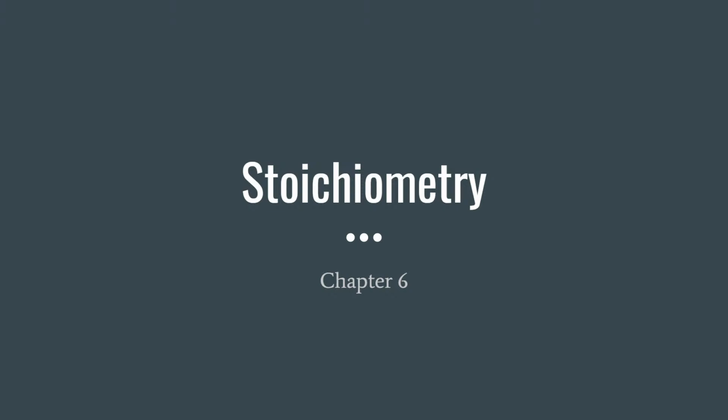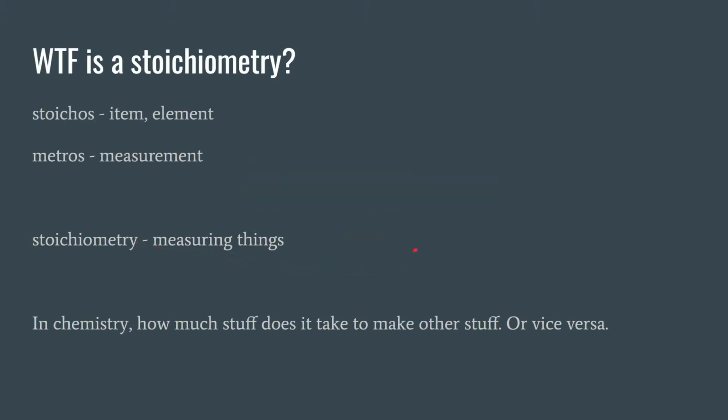So, stoichiometry. It's a problem for some people. Stoikos means item or element. These are both from Greek. Metros means measurement. So stoichiometry means measuring things. So in chemistry, it's how much stuff does it take to make another stuff, or vice versa.